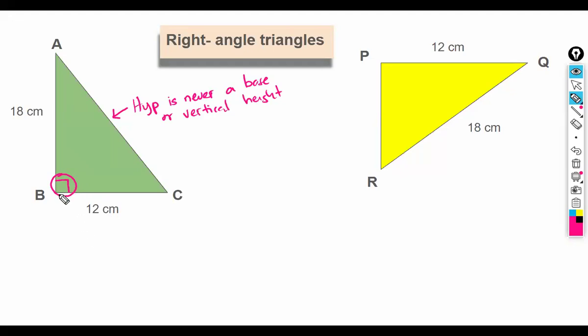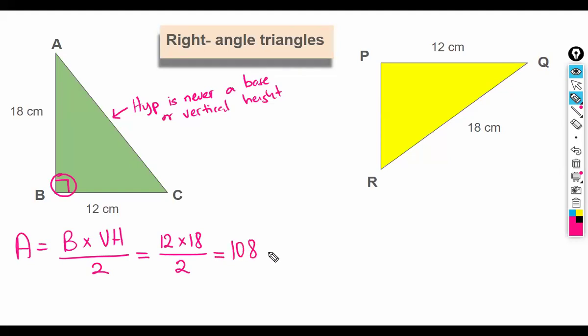So in a right angle triangle, it's real easy to use the first formula, base by vertical height divided by 2. Well, in this green triangle situation, because the base is clearly 12, and they gave you the vertical height. So let's see what we get over here. The base is 12, the vertical height is 18, and divided by 2. I'll work out this one for you guys. 12 by 18 divided by 2. We are going to get 108 centimeters squared.